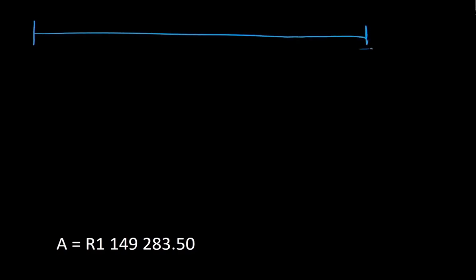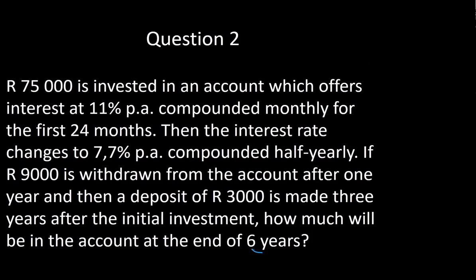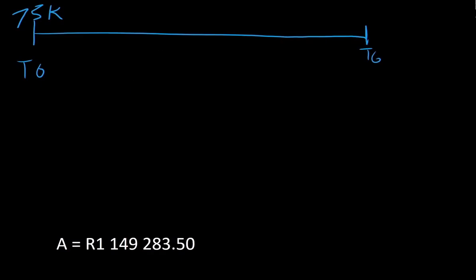We said we're going to get to 6 years because we read ahead there. And we start off with 75,000 Rand. Remember, we use a K to represent 1,000. This investment account offers 11% per annum compounded monthly for the first 24 months. So for the first 2 years, we see that our interest rate is compounded monthly. So we said it's 11%. We're going to divide by 12 because the relevant interest rate over those 2 years is 11% compounded monthly.